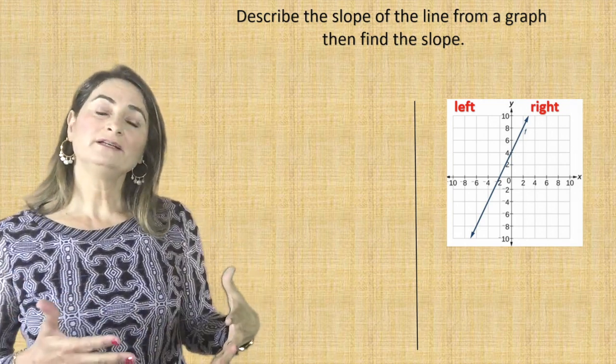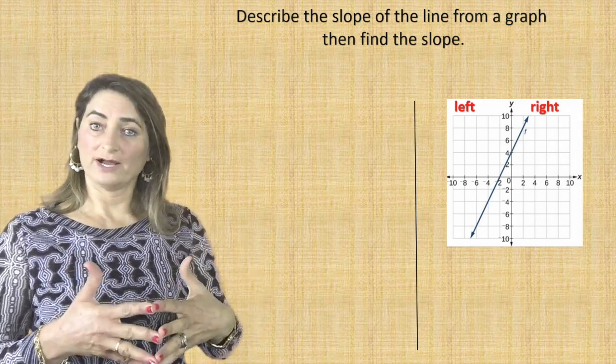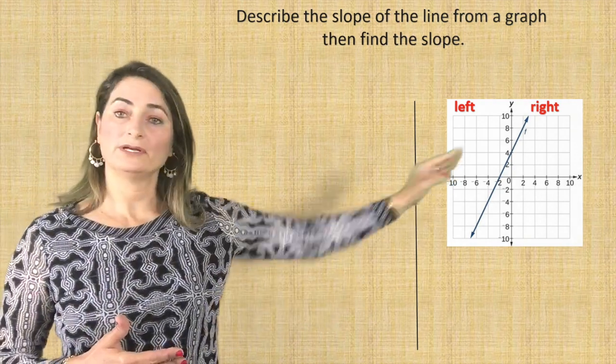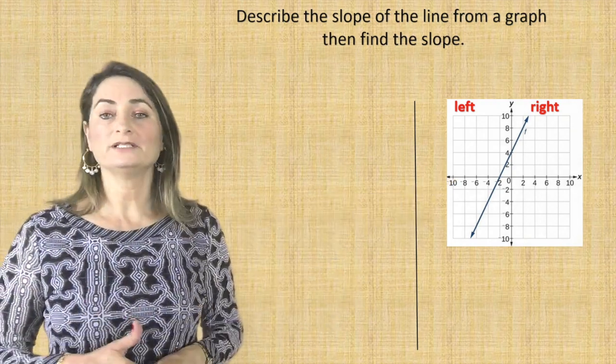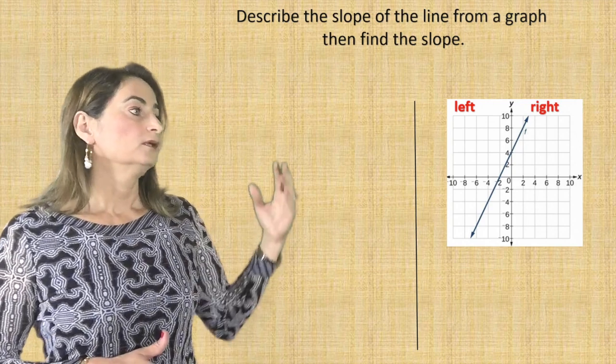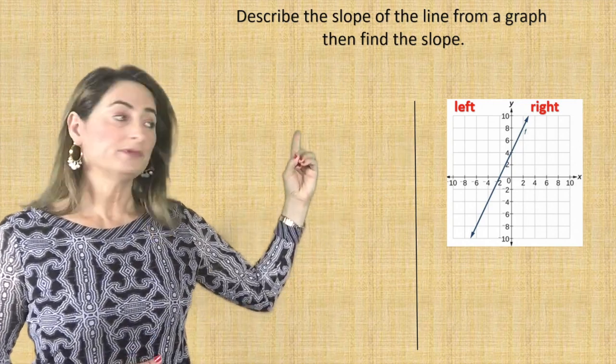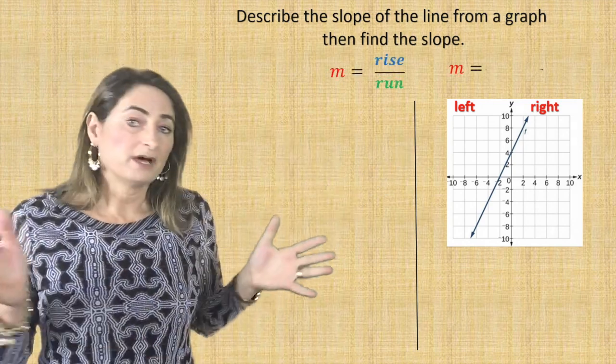We always read the line from left to right. So this line is going up, which means I should end up with a positive slope. Use those two equations to find the slope now. Choose 2 dots on the line. Does it matter which 2 dots?